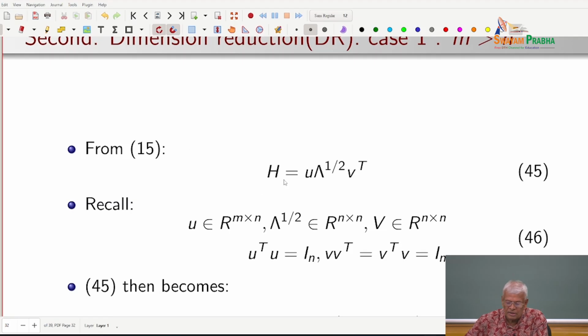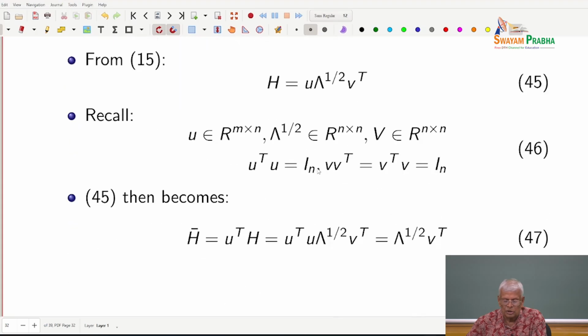So from 15, I have U lambda to the power half V transpose is the SVD representation of H. Please understand, H is a generic variable. H represents the data. H is either X or X tilde or X hat. In the PCA analysis, I generally use X tilde, the anomaly matrix. So U is m by n, lambda to the power half is n by n, V is n by n, UU transpose, VV transpose.